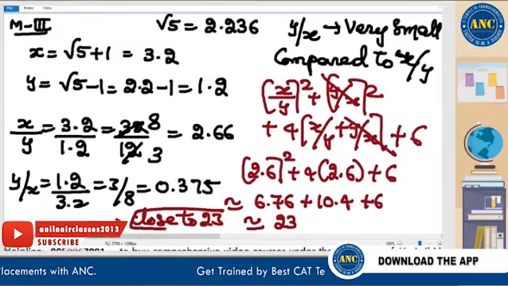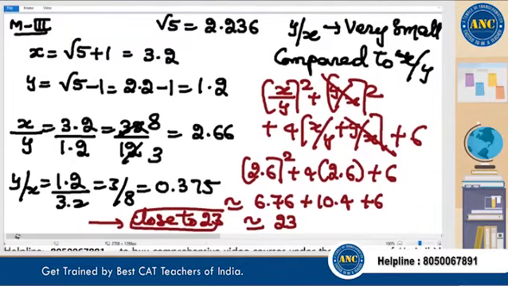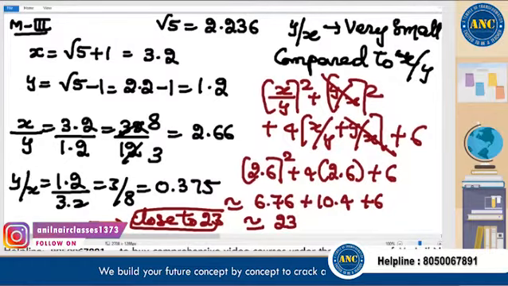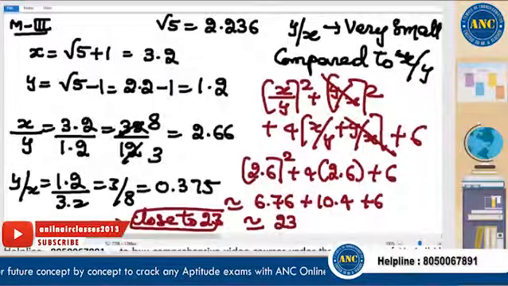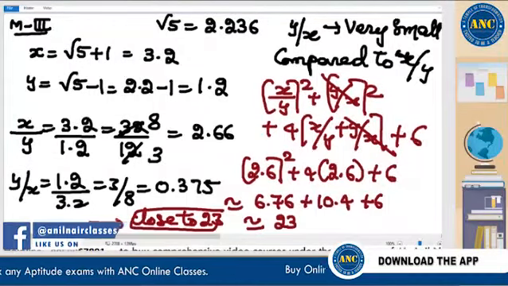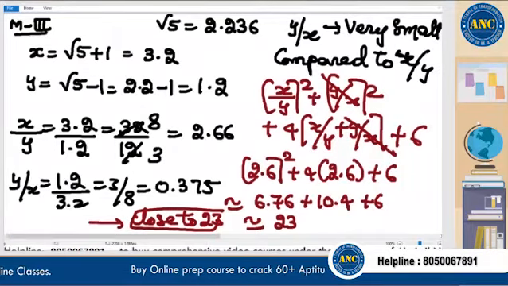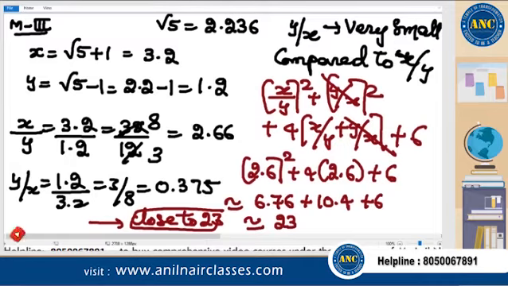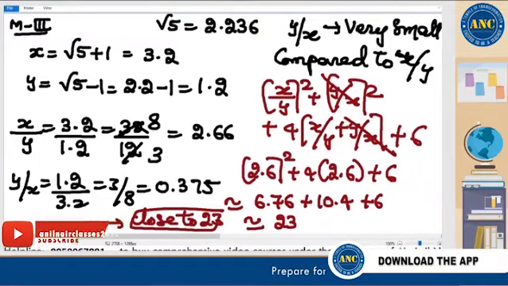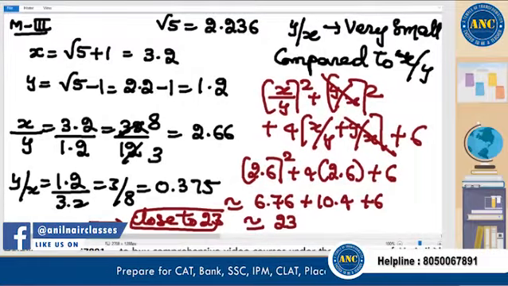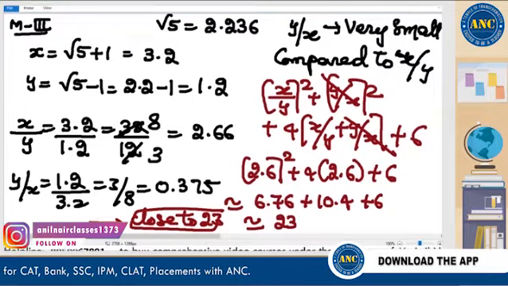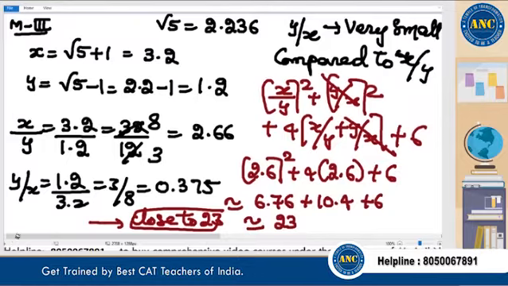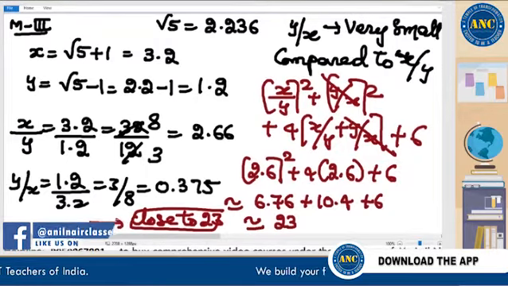Answer is 25. I hope it is clear. Approximation method: x is root 5 plus 1, root 5 is 2.2 plus 1, 3.2. y is root 5 minus 1, 2.2 minus 1, 1.2. x by y is 2.6, y by x is 0.375. 0.3 is very small compared to 2.6, so y by x, that 0.3 squared added, will give only a small value. x by y is 2.6. 2.6 whole square is 6.76. y by x is very small. 4 into 2.6 plus 6. 6.76 plus 10.4 plus 6. Answer should be just closer to 23. What is the value which is just closer to 23 in the options? Answer is 25. I hope it is clear.